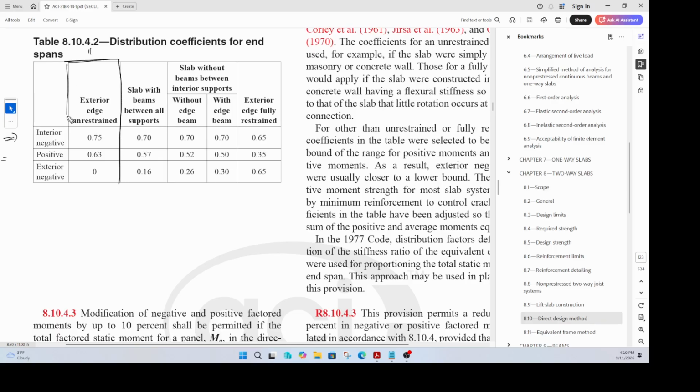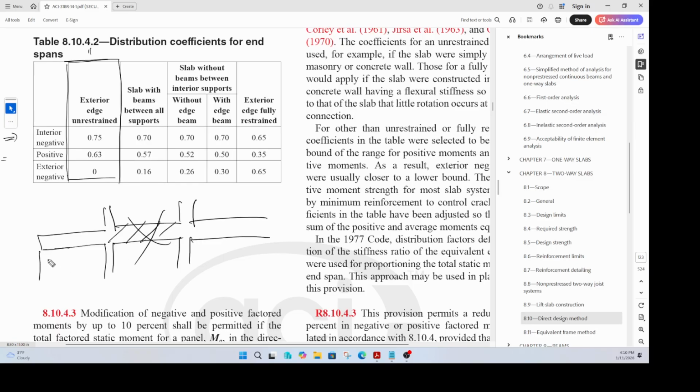Exterior edge unrestrained. That means this is a scenario wherein you have your slab. I'll just draw a couple of spans. Let's say that's your slab, this is your column, that's your column, right? This is the interior span. We are not talking about this. We're talking about the exterior span, and the exterior span is just resting on a beam like that, a simple support. So when that happens, your exterior edge is unrestrained, meaning if I apply a load like that, that slab can lift up like that, right?